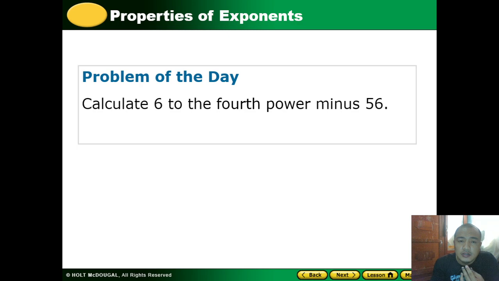Problem of the day. Calculate 6 to the 4th power minus 56. What is 6 to the 4th power? 6 to the 4th power is 1,296. Subtract 56, so that's equivalent to 1,240.